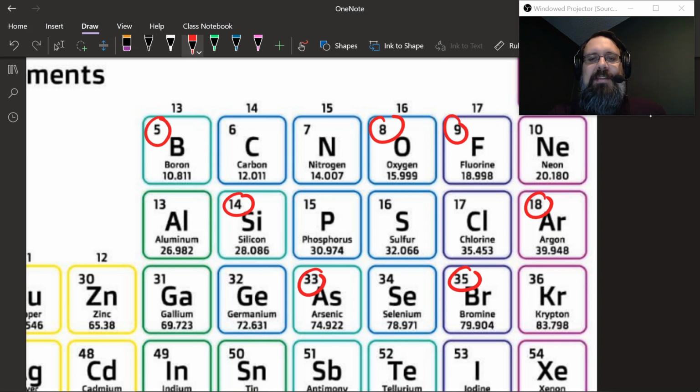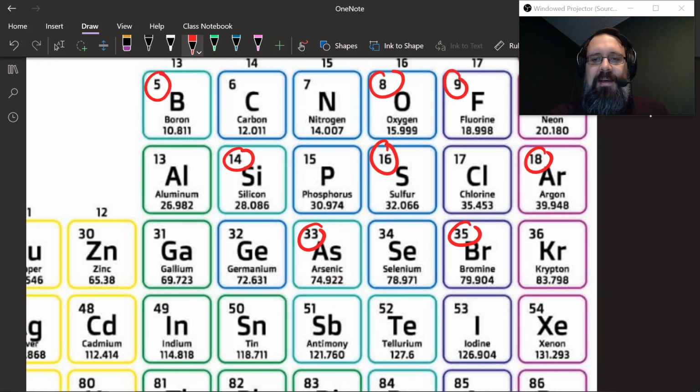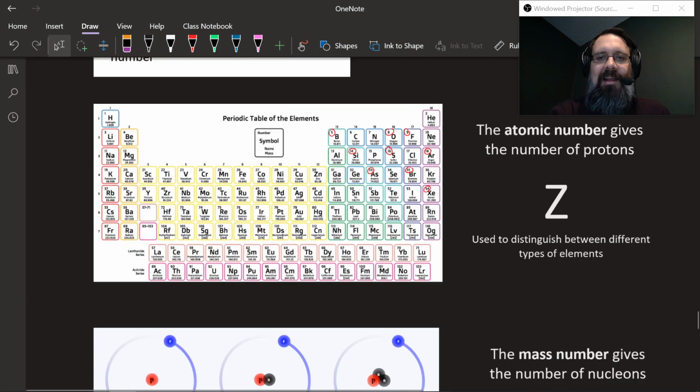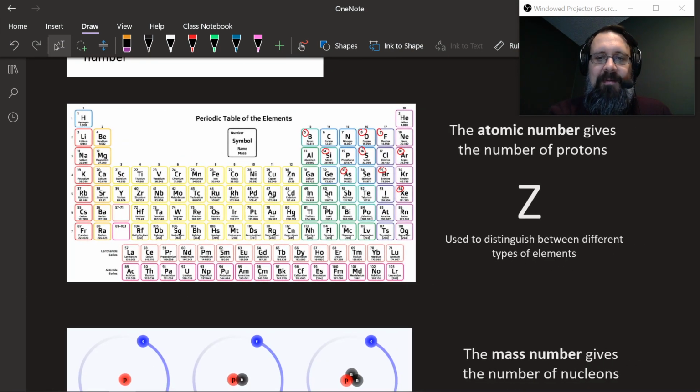So if you have a nucleus that has 16 protons, that's called sulfur. If you have a nucleus that has 54 protons, that's called xenon. And so that's the way it works: Z tells you the name of the element. It's why it's called the atomic number.